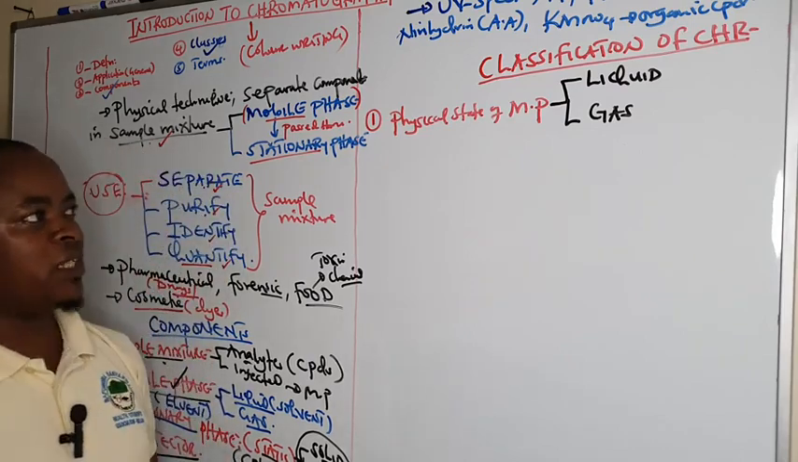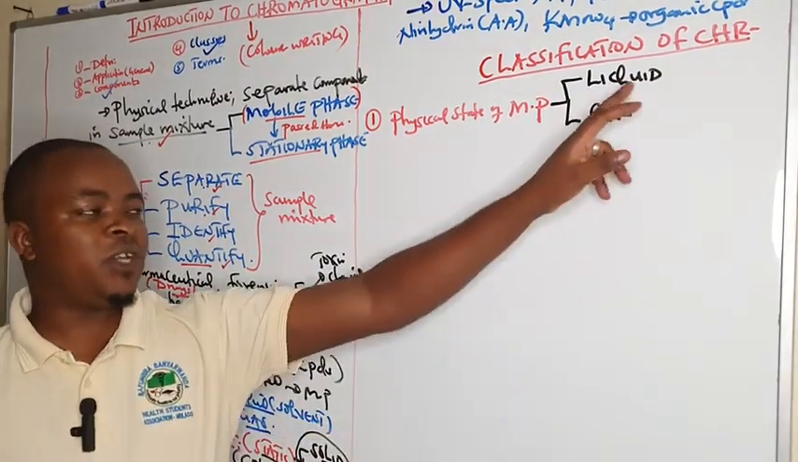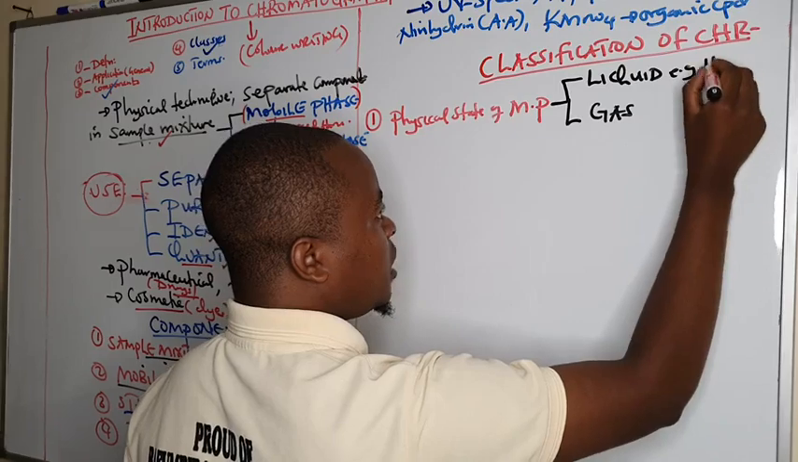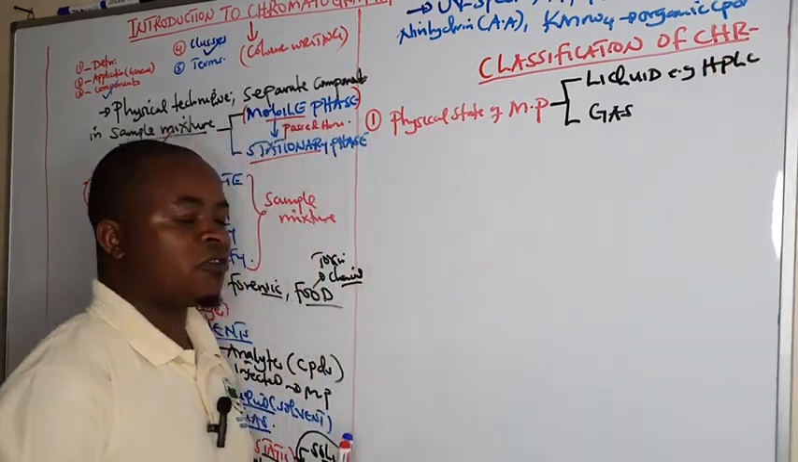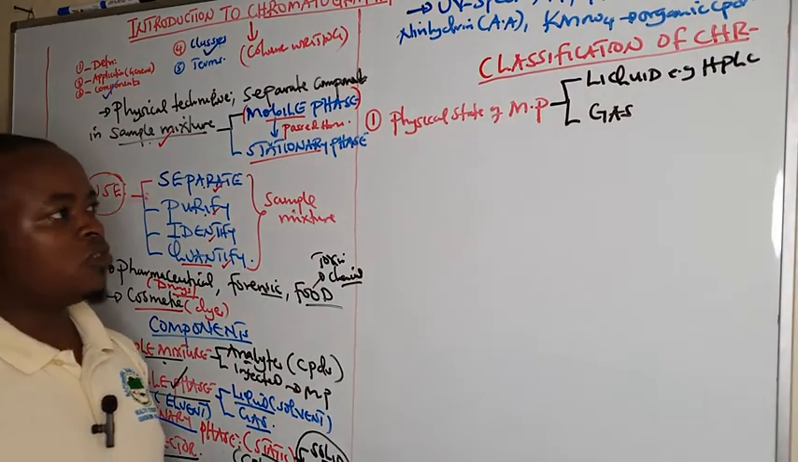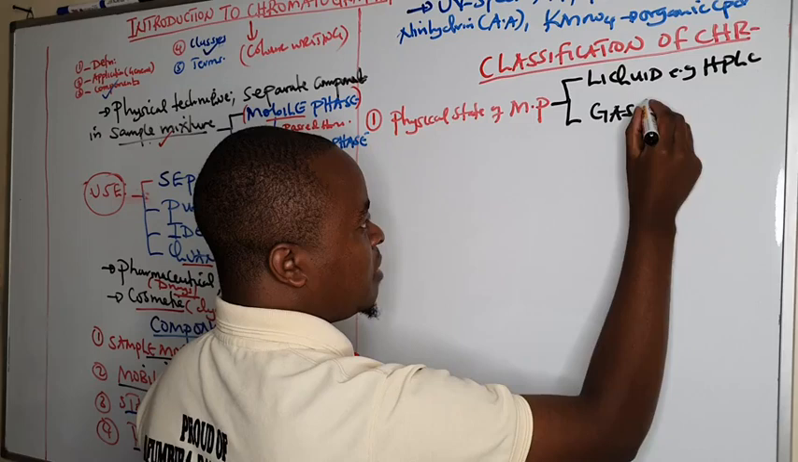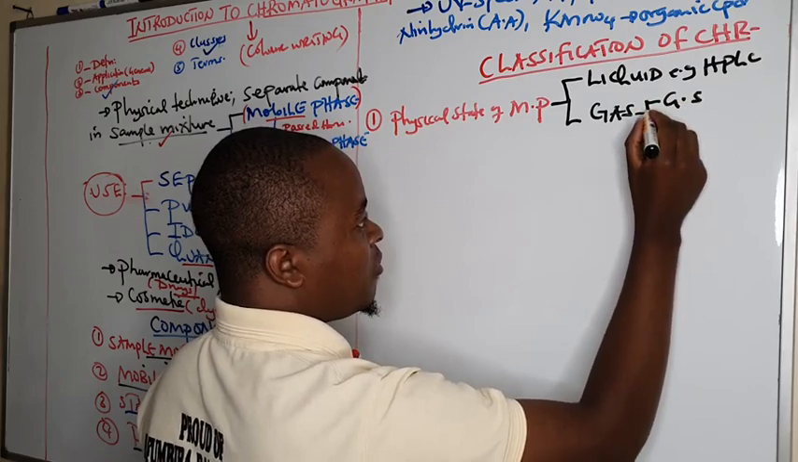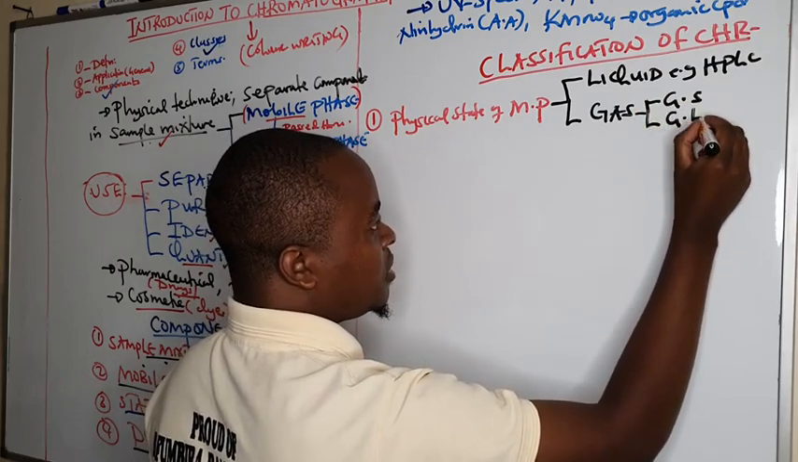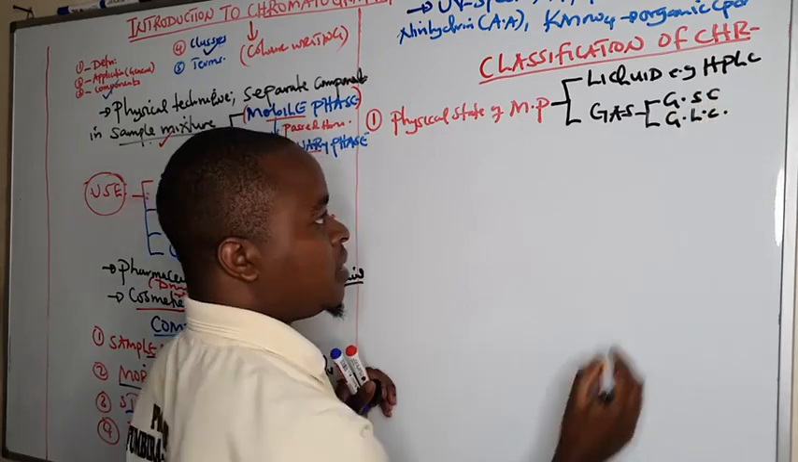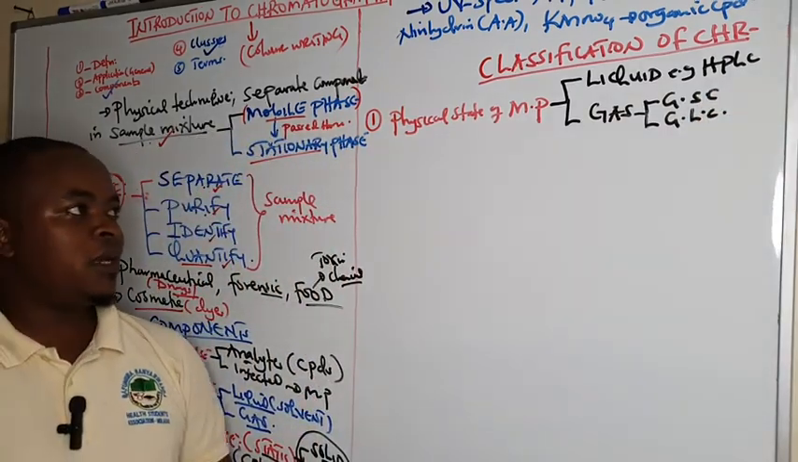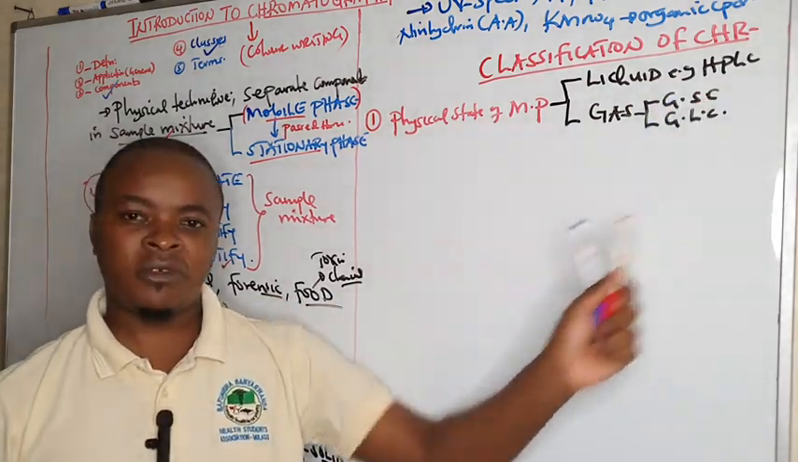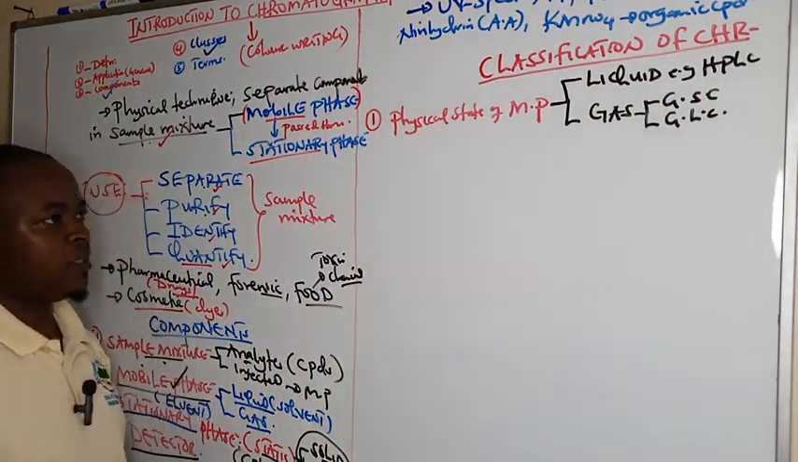So we are going to see different types of chromatography, whereby we have liquid chromatography, and an example we can give is HPLC, high performance liquid chromatography. We are going to see gas chromatography, which can be gas solid chromatography or gas liquid chromatography, whereby the mobile phase is the gas, but the stationary phase can either be a solid or a liquid. We shall also see those different types.